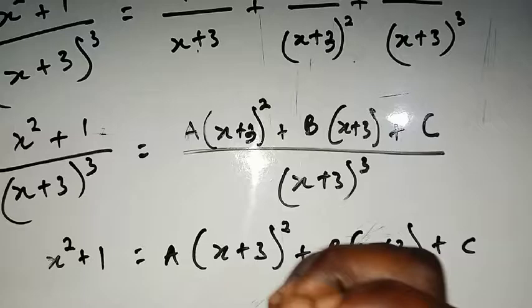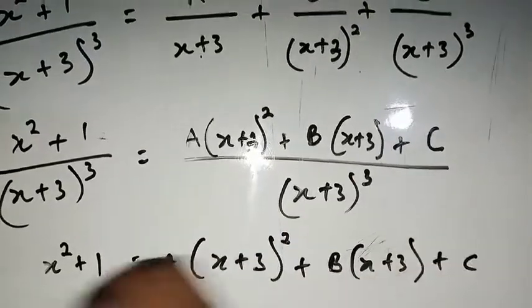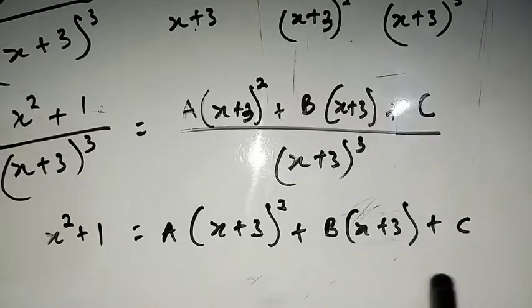The reason why we are equating only the top one is that we want to determine the values of A, B, and C. So here we proceed from this point. So how do you do that?